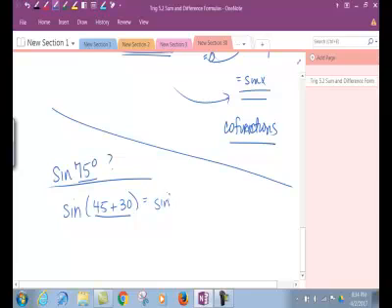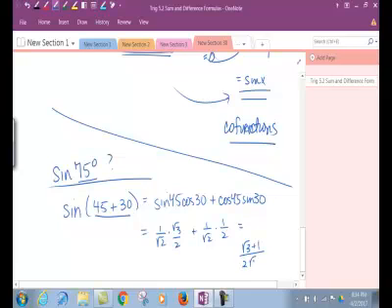Sine sum formula, sine 45 cosine 30 plus cosine 45 sine 30. All right, we plug in the values, we get 1 over root 2 times root 3 over 2 plus 1 over root 2 times 1/2, right? And so what we get then is root 3 plus 1 over 2 root 2.